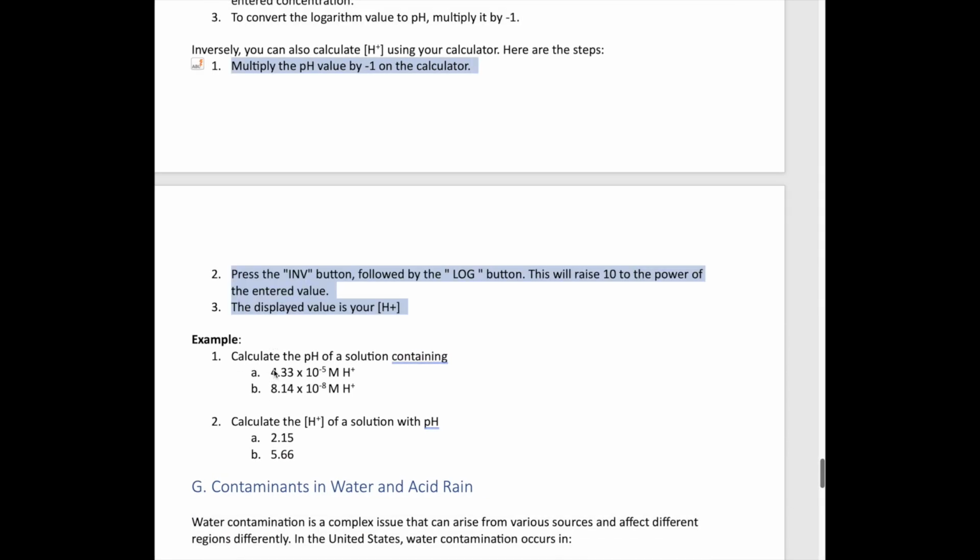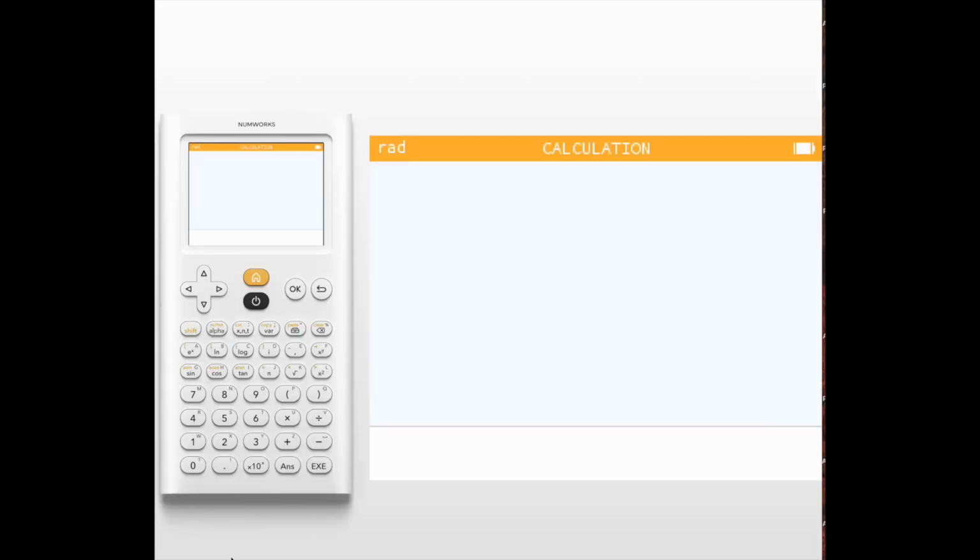I'm going to do a couple of examples on how to calculate the pH of a solution, and then also how to calculate the proton concentration of a solution with a given pH. In order to do this, we're going to need access to a calculator. So here I have a calculator that I'm going to use for this purpose. And the first value is 4.33 times 10 to the minus 5 molar for H plus concentration. We're trying to calculate pH.